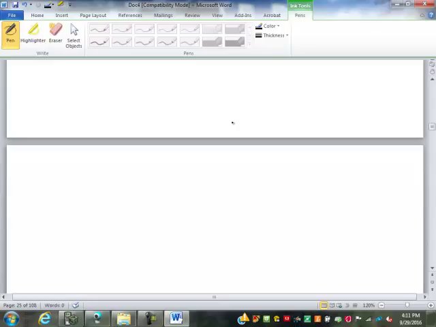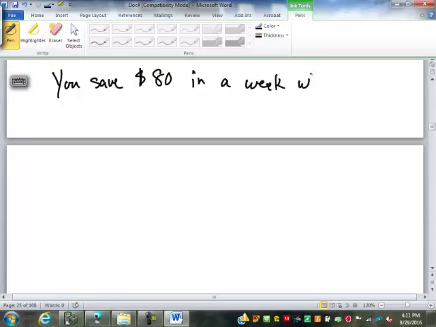Let's say that you are going to be saving money for retirement. You save $80 in a week where you earn $400. You want to compare savings to what you earn, your savings out of what you earn. Put it that way. Will this be a rate or a ratio?